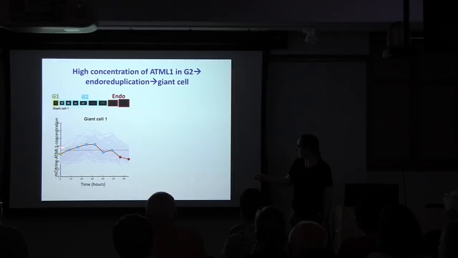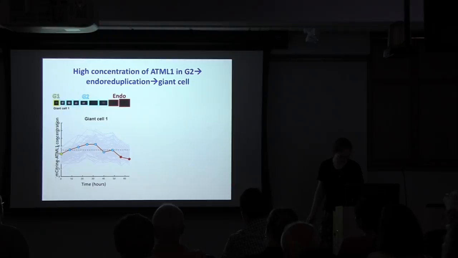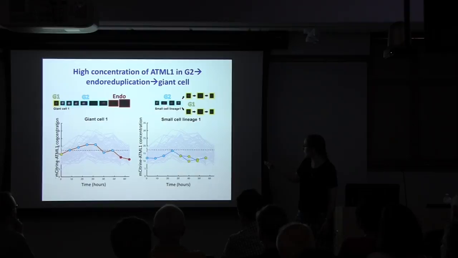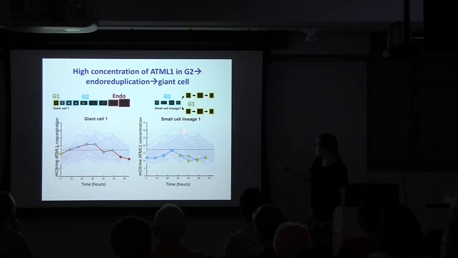You can see that this cell crosses the threshold and then becomes a giant cell. Now here's another cell that has lower concentrations of ATML1 during G2. It never quite makes it past the threshold, and it divides and goes on to become two small cells.